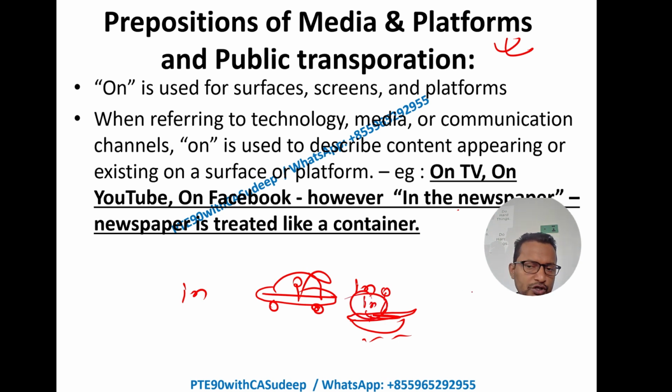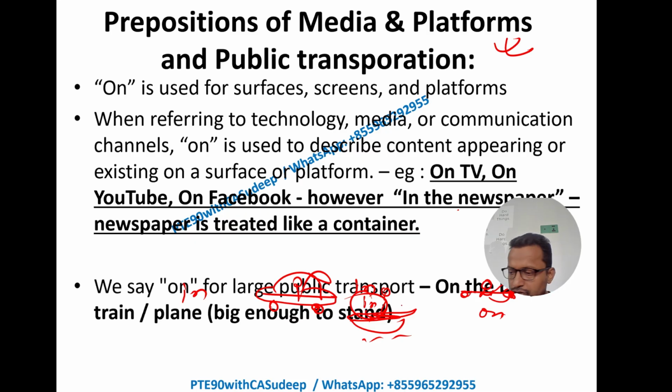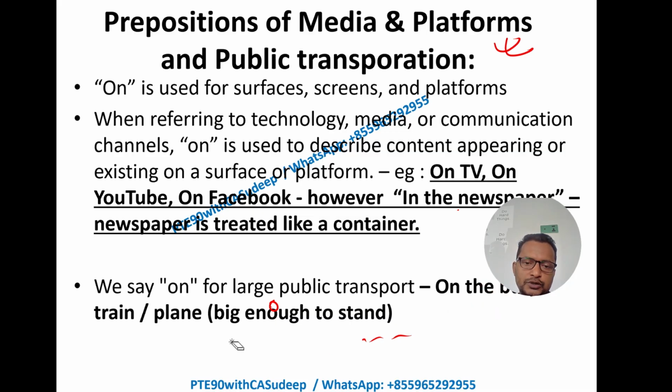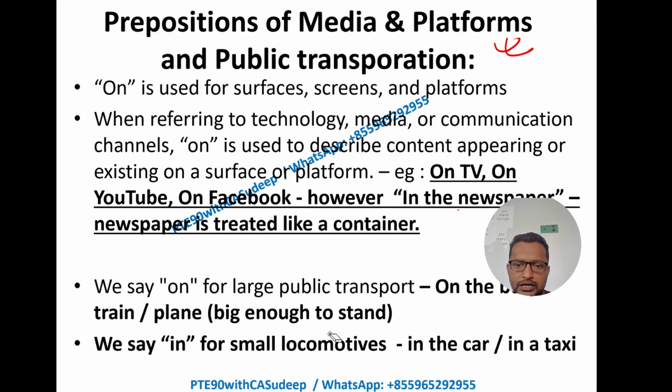Like the motorbike, you can ask me why you are on the motorbike, because you are on the surface of the motorbike, right? You are riding on the surface, so that's why on the motorbike. So just summing up for you guys, you say on for the large transportation where you are able to stand, big enough to stand and walk. If not, then we say in for the small vehicles, in the car, in the taxi. So this is an important one.